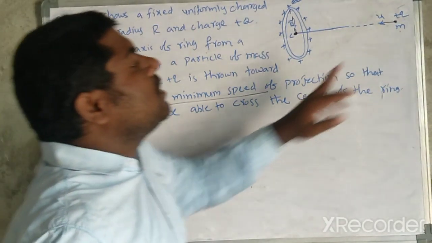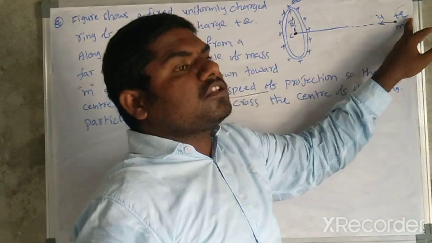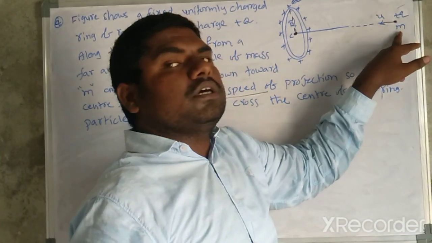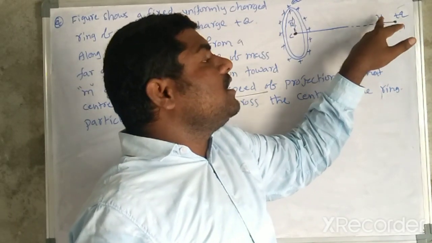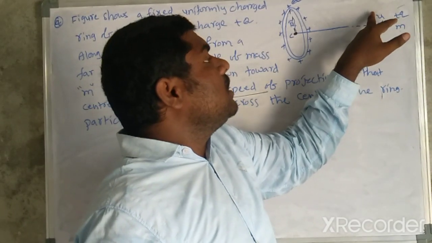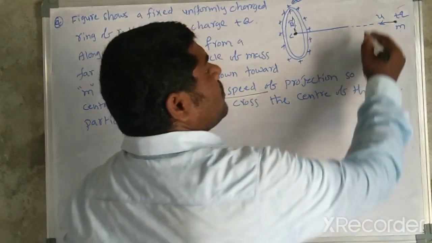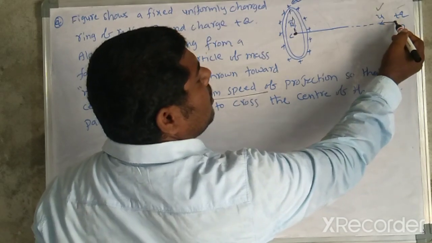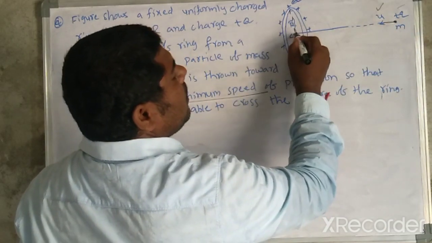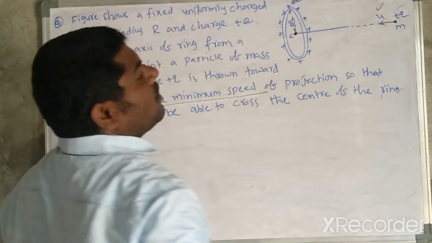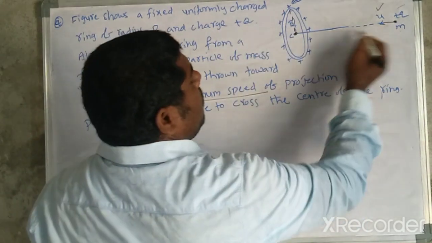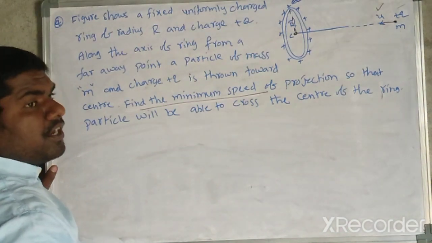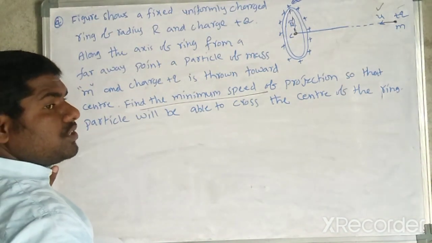So if we project this small plus q charge, with mass small m, with initial speed u, then this particle is able to cross the center of the ring. So if you want to cross the center of the ring, the velocity at the center should be more than or equal to 0.